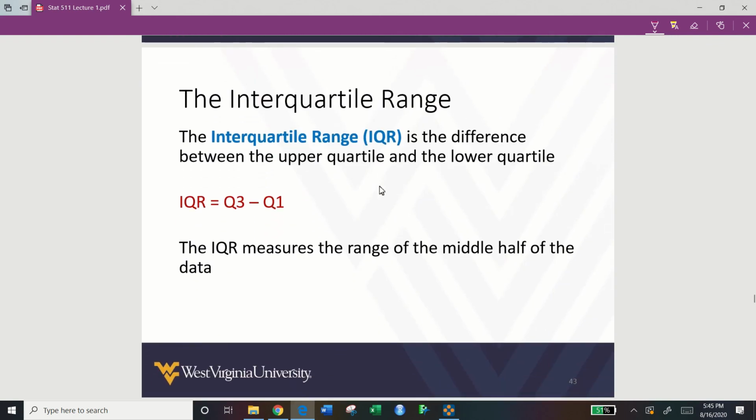Another type of range that you're not as familiar with is something called the interquartile range, and it is the difference between the upper quartile and the lower quartile, meaning it's the difference between your 75th percentile and your 25th percentile. So what it does is it tells us the spread of that middle 50% of our data, which can be very helpful for us because it can tell us whether most of our data is clustered in a very small group or is going to be more spread out.